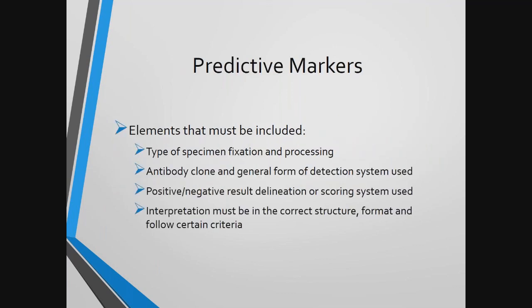And then finally, for those patient reports that include the results of predictive markers, there are additional elements that must be present. For breast tumors where fixation requirements had to be met, those specimen fixation and processing points must be outlined. Additionally, the antibody clone and form of detection utilized, along with the scoring system that was used, must be included. Finally, the interpretation must be in the correct structure and format following the predefined criteria for that particular predictive marker.